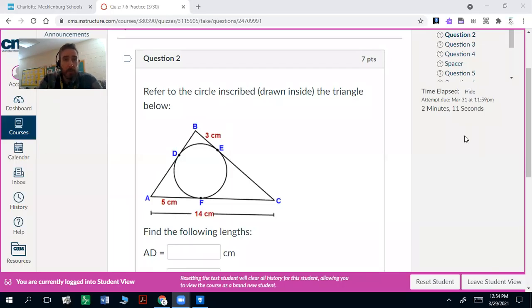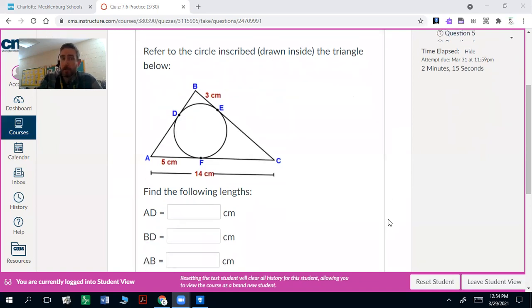So let's refer to this question, refer to the circle inscribed that's drawn inside the triangle. We have a few different segment lengths given to us. We start with this 3. The segment from B to E is 3. I know that the segments that meet at the outside point of a circle are going to be congruent. So these segments, both DB and BE, meet at point B. That means DB is going to be 3 as well.